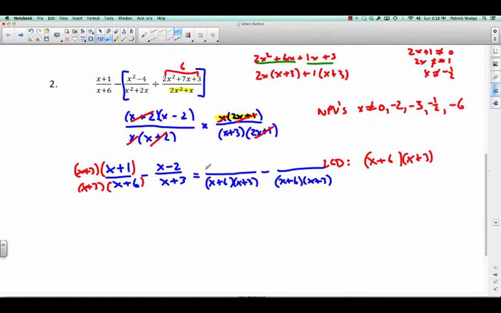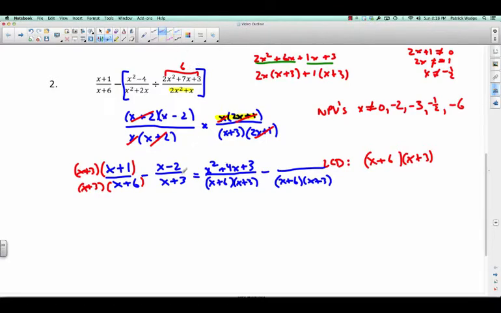X times x is x squared. X times 1 is 1x, and 3 times x is 3x. 1x plus another 3x is 4x. Okay, 3 times 1 is 3, as the fire engine goes by here. Good, we're ready for the next one.